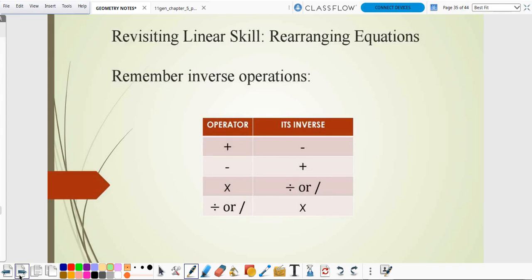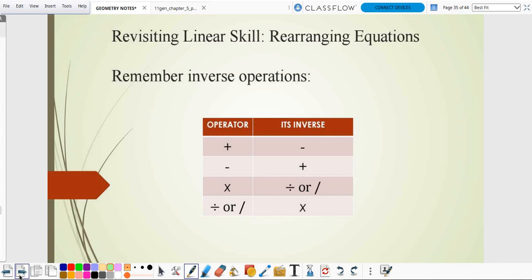Now let's think back to last week when we started this topic, our inverse operations. We're going to use these again. If you have a plus on this side of the equal sign, when you move it to the other side, its inverse or opposite is minus. The inverse of minus is plus. The inverse of multiply is divide, and the inverse of divide is times. The inverse just means the opposite.